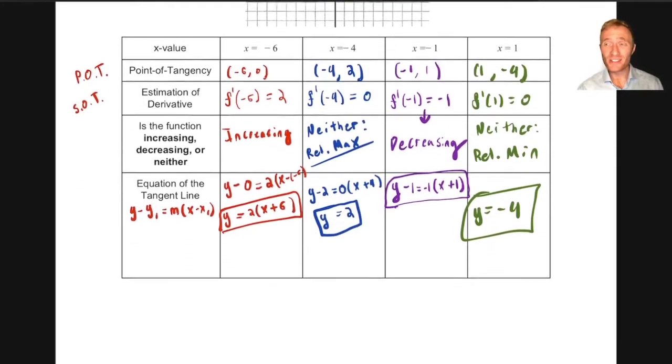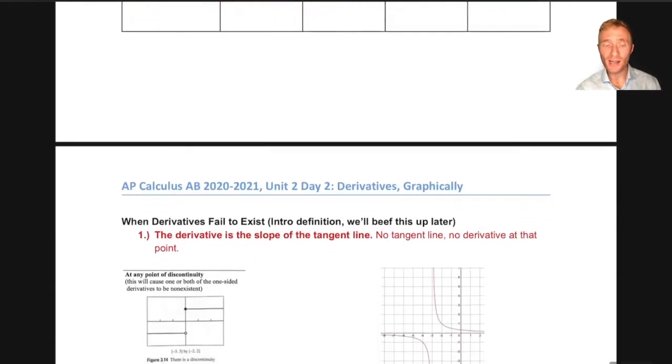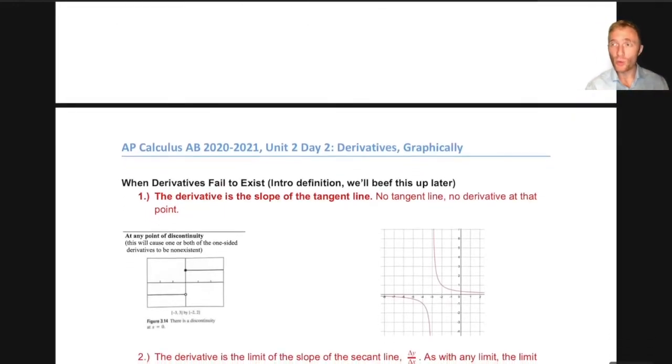There are cases where derivatives do not exist. And so the way to really think about this first, we'll have a formal definition later, but for right now, just think, can I come up with a tangent line? Because the derivative is the slope of the tangent line. No tangent line, no derivative.